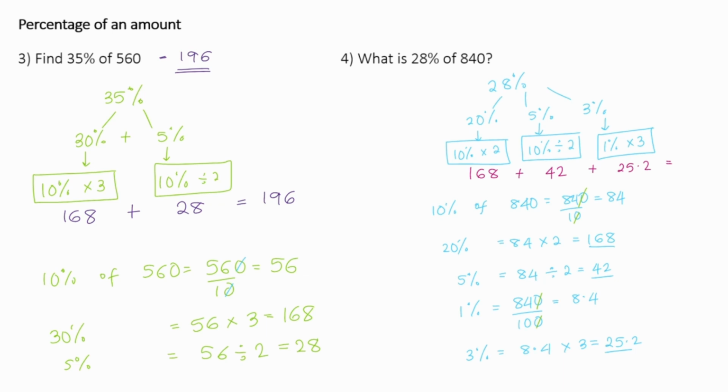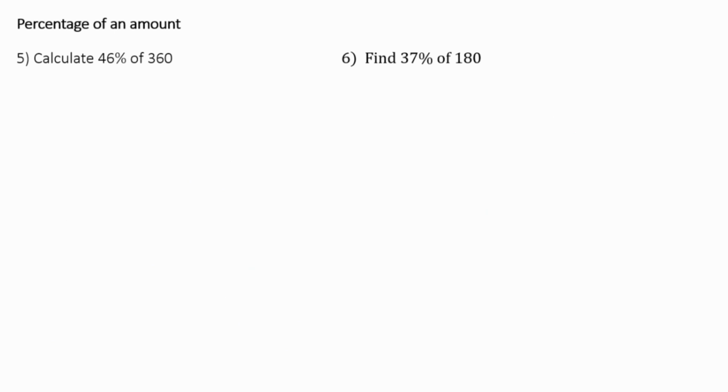168 plus 42 is 210. And 210 plus 25.2 gives us 235.2. So 28% of 840 is therefore 235.2. Number 5 says, calculate 46% of 360.